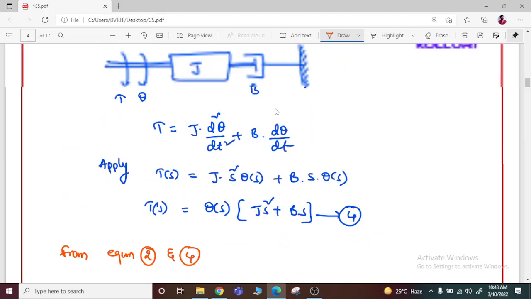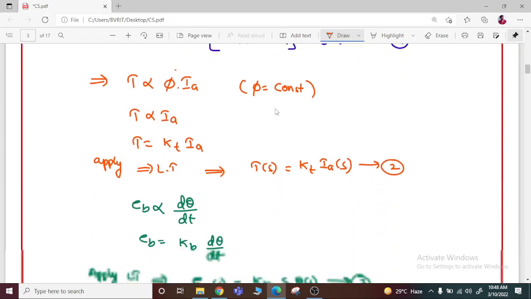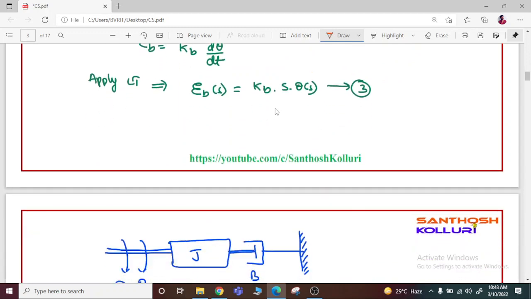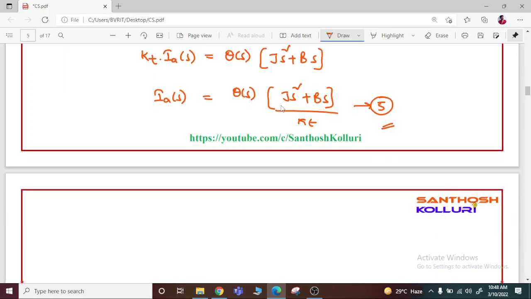So we are having this main equation, equation number 1, VA of S is equal to IA of S into (RA plus S LA) plus EB of S. Here we are having the IA of S value and the EB of S value. So simply substitute equation 3 as well as equation 5 in equation number 1. That gives the solution.